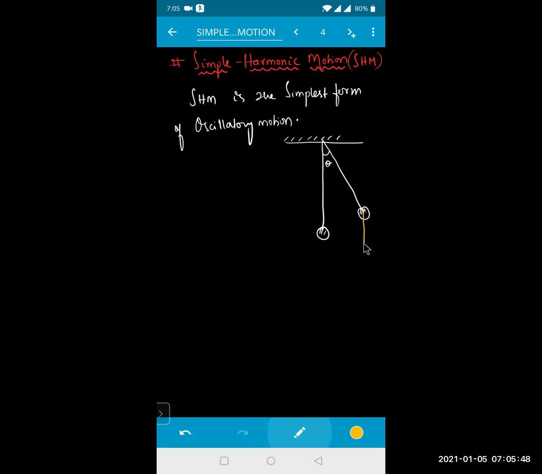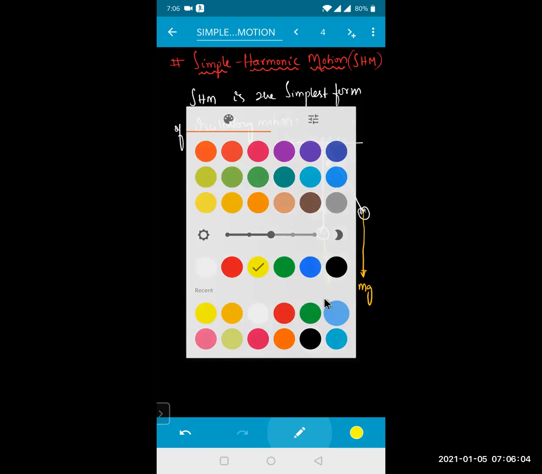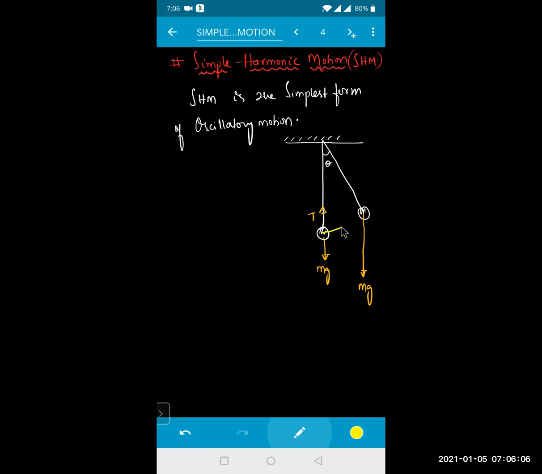In the equilibrium position, the force acting on the body is mg. At the mean position, the forces acting on that body are mg and the tension T. Now it is making an angle theta. When you take this particle from the initial position to here, it has been raised to a height H. The actual length of the simple pendulum is L.